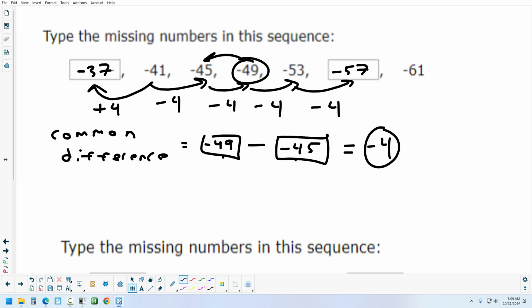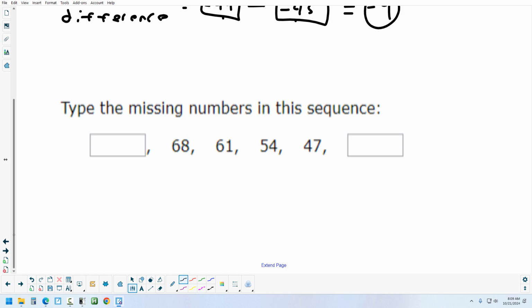So any question how we use that common difference to figure out a term that was after, and we figured out one that was before? All right, let's try this one. It says type, well, we're not typing, we're just going to write in the missing numbers.